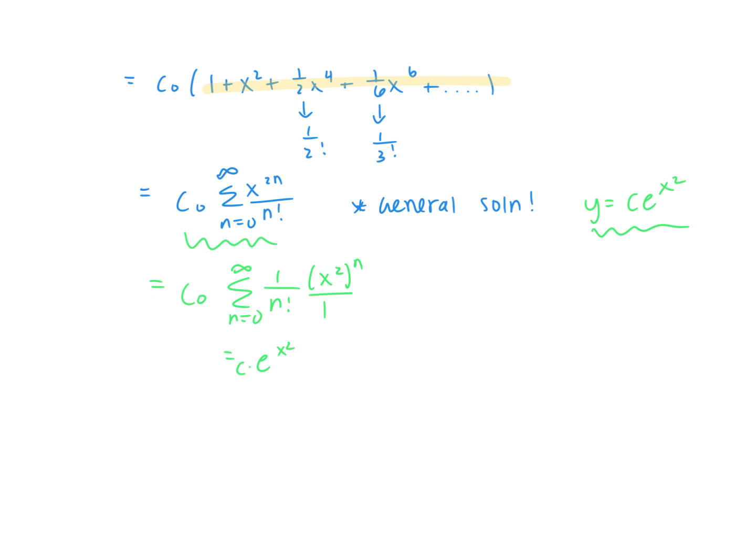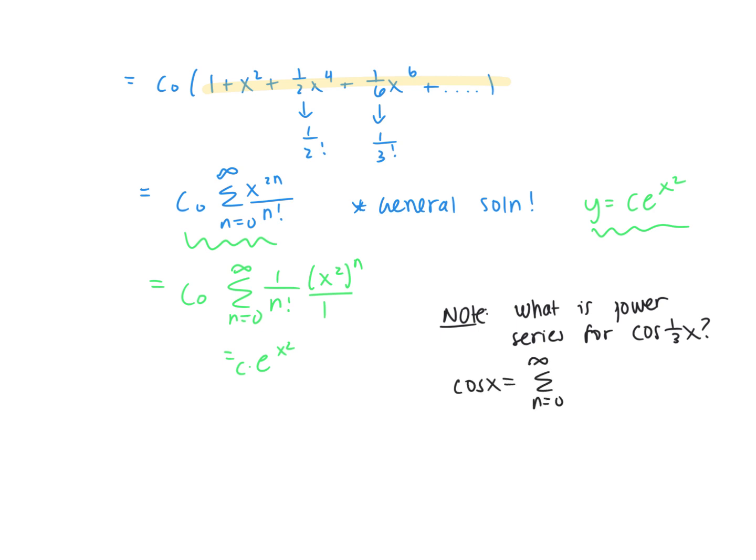We are going to do one more example because I know that this was a long process, but we have one quick review for you. And that is, what is the power series for cosine of 1/3 x? I want to make sure we know how to do that. Well, we know cosine of x is this power series from n equals 0 to infinity of -1 to the n, x to the 2n over 2n factorial.